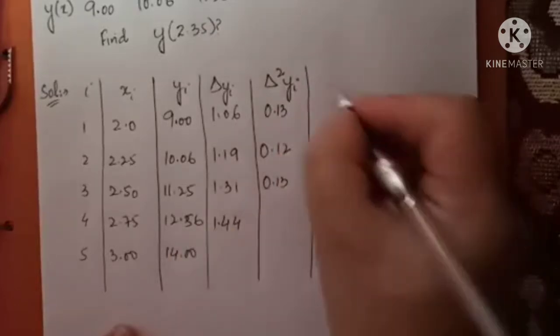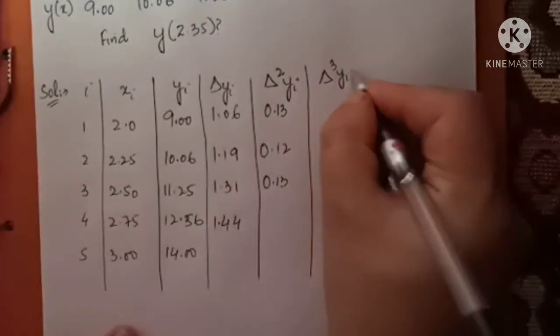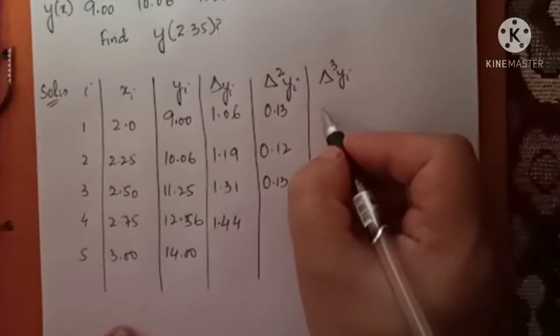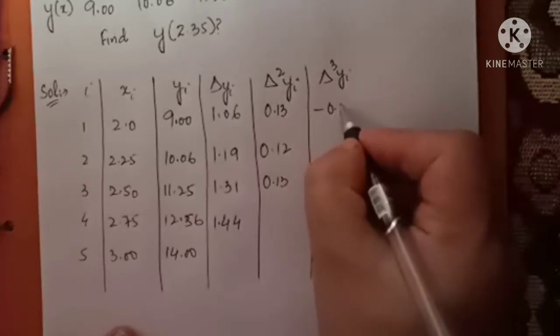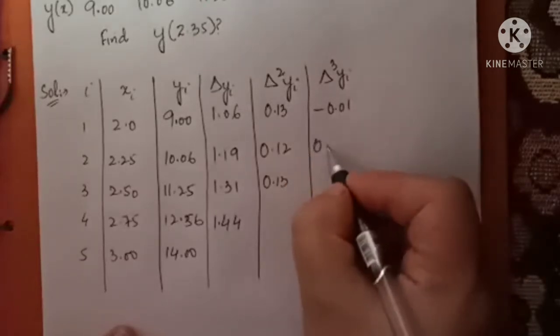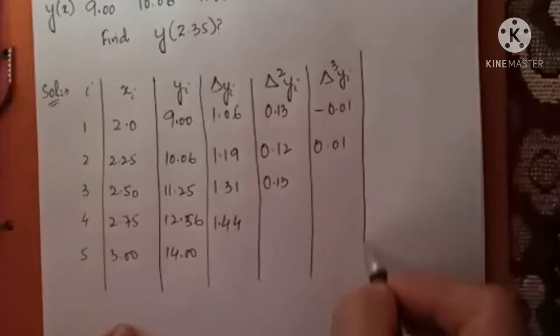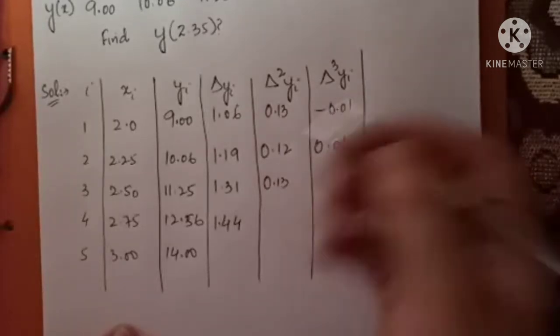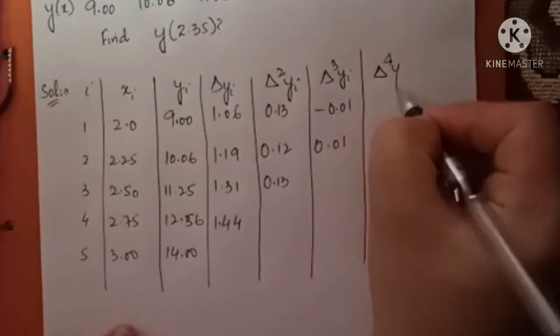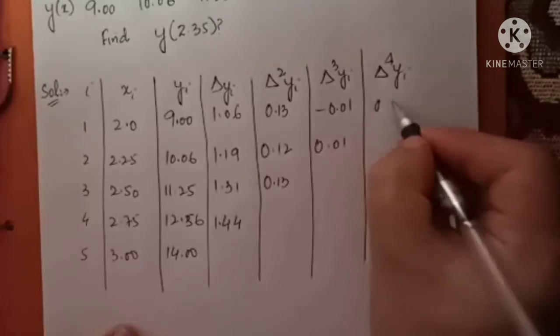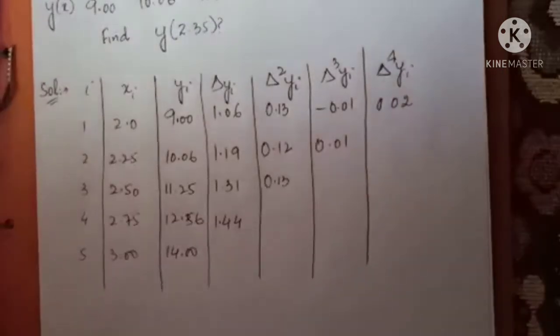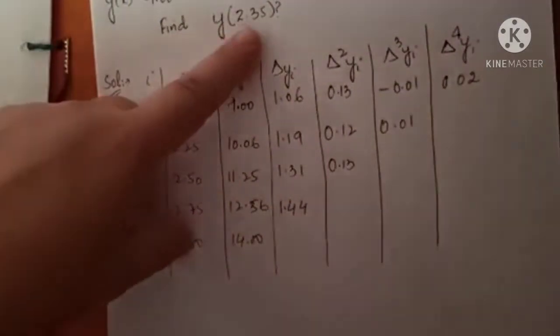We can make further differences, so we will go with the higher order of forward difference. So this will be minus 0.01 and this will be 0.01. One is positive, one is negative, so both are different values, so we can go with the higher value as well. So this will be 0.02. So this is the forward difference table of the above question. Now we have to estimate the value at 2.35.